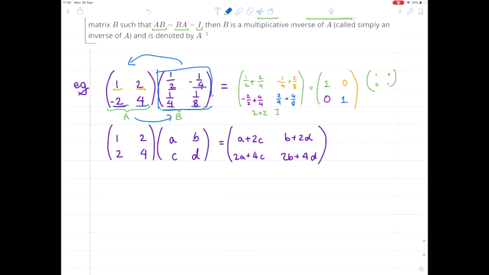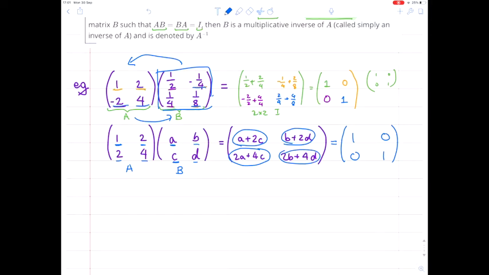So if I wanted to find the inverse of the matrix 1, 2, 2, 4, I'd be looking for a 2 by 2 matrix, and when I worked out the multiplication, what I'd hope is that I would end up with the identity matrix. But if you actually work out the multiplication for this A times B, you get 1 times a plus 2 times c, which gives you your first entry here. Your second entry is going to be b plus 2d, the third entry 2a plus 4c, and so on.